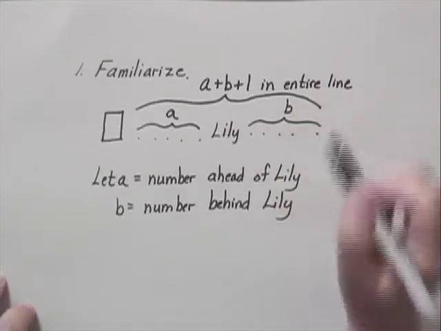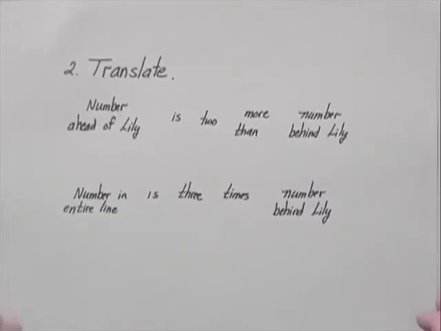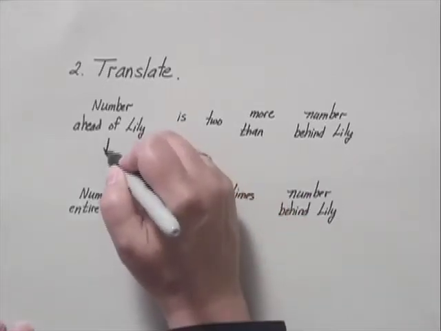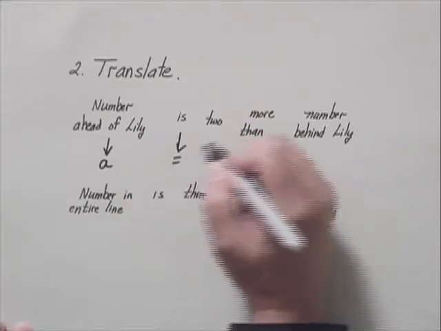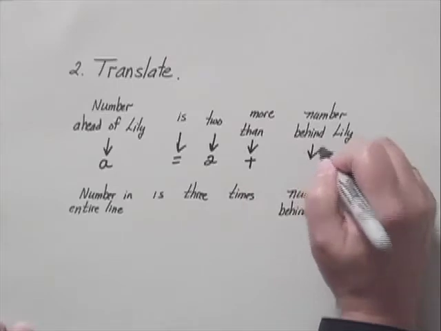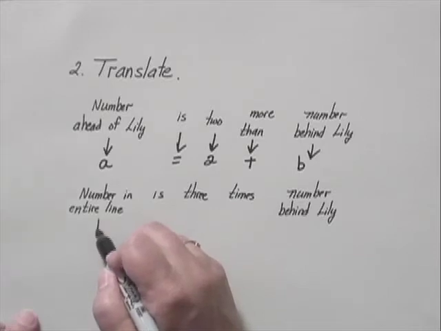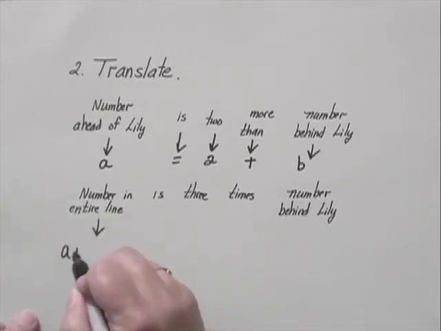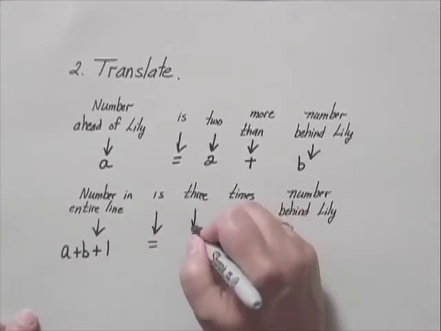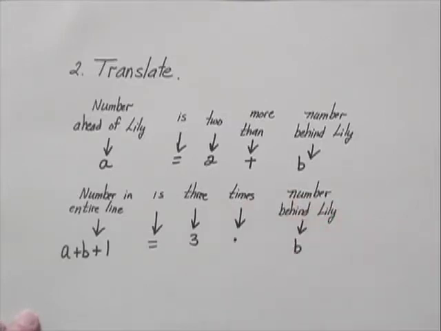Now, having familiarized ourselves with the situation, we can translate. We have 2 statements. The number ahead of Lily is 2 more than the number behind Lily. This translates to A equals 2 more than the number behind Lily, or A equals 2 plus B. The number in the entire line we saw was A plus B plus 1, is 3 times the number behind Lily.